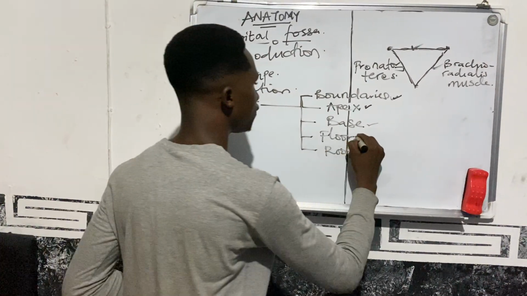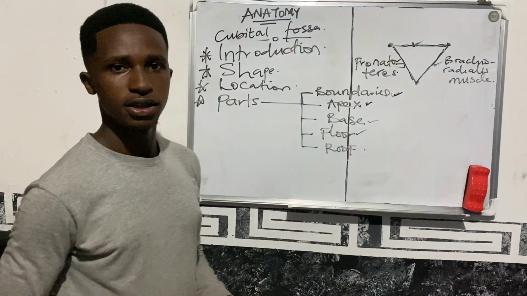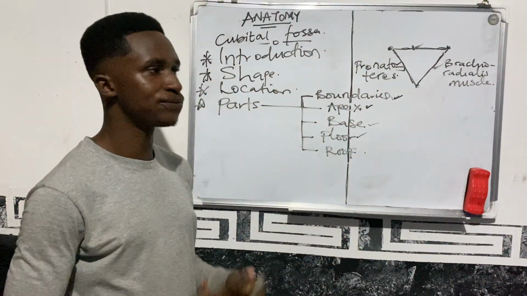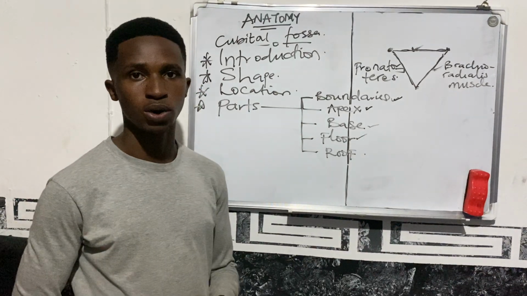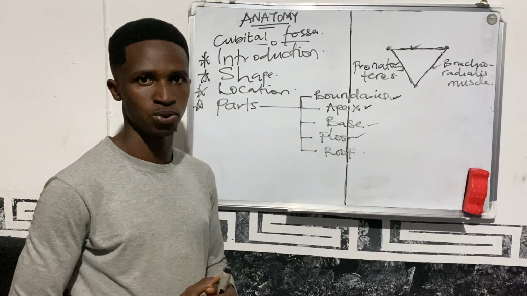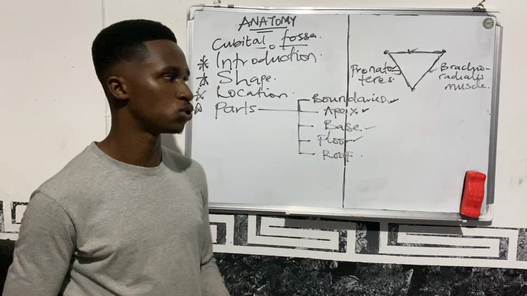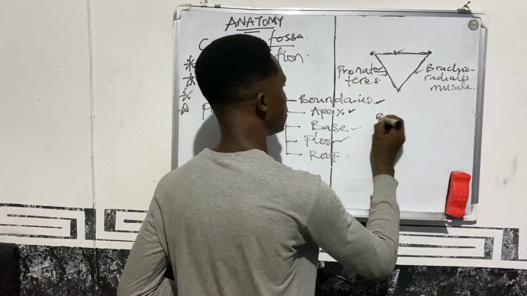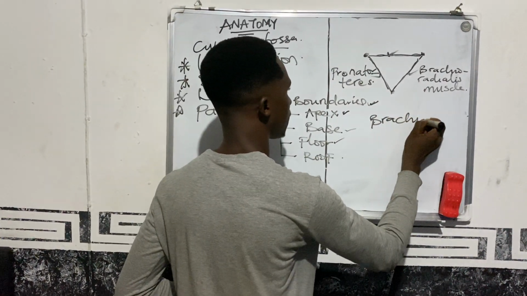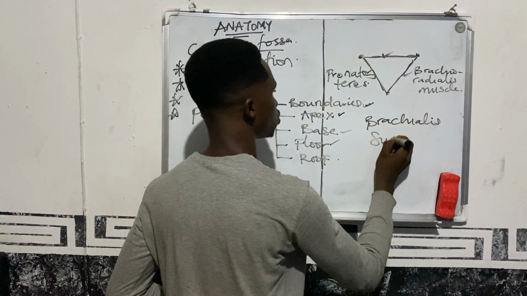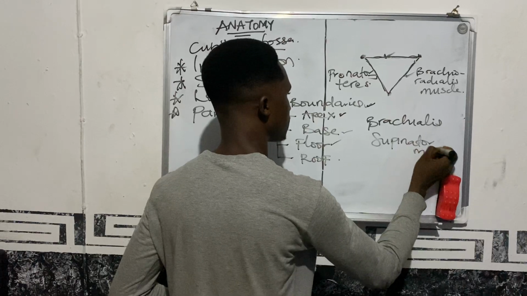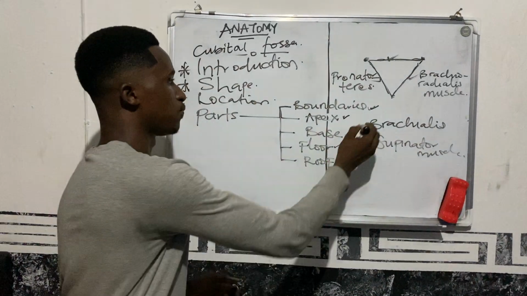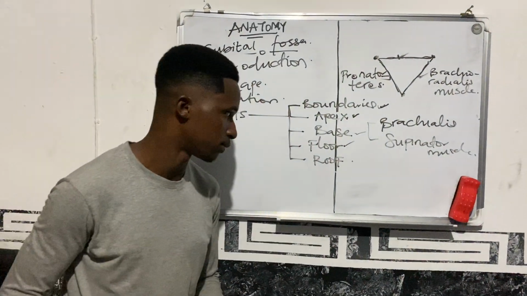With that, we talk about the floor of the cubital fossa. The floor of the cubital fossa is formed by two muscles. The first muscle is the brachialis muscle, and the second muscle is the supinator muscle. So these two muscles form the floor of the cubital fossa.